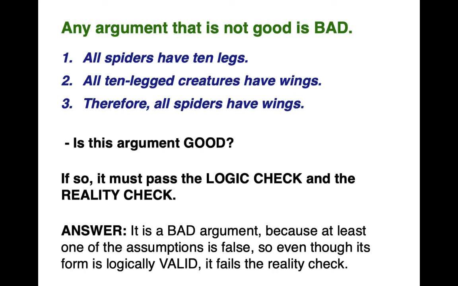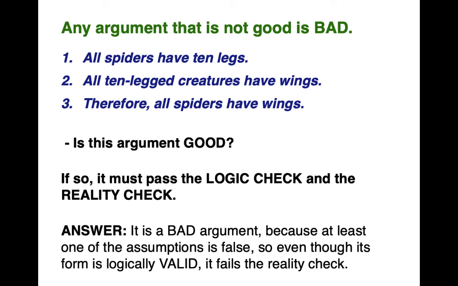You should see from this that it is a case of hypothetical syllogism. Look it up. You should see from this that if you've got yourself a spider, then you've got something with 10 legs, according to this argument. And that if you've got something with 10 legs, then it's going to have wings. And so we should conclude, if you've got a spider, you've got something with wings.